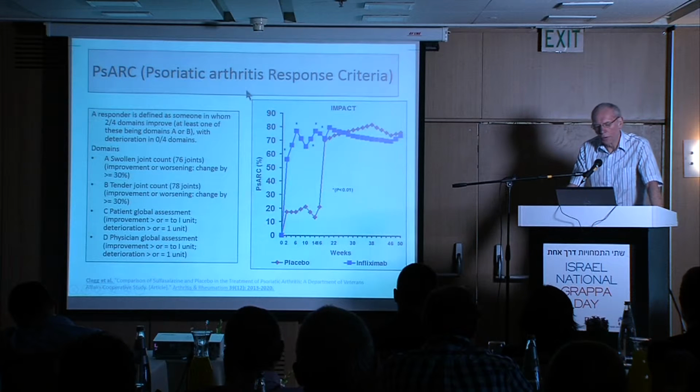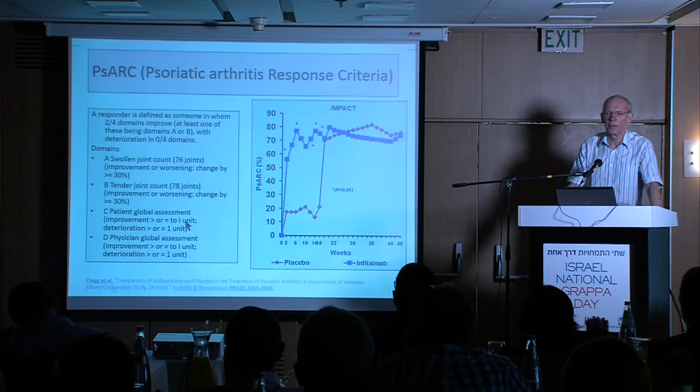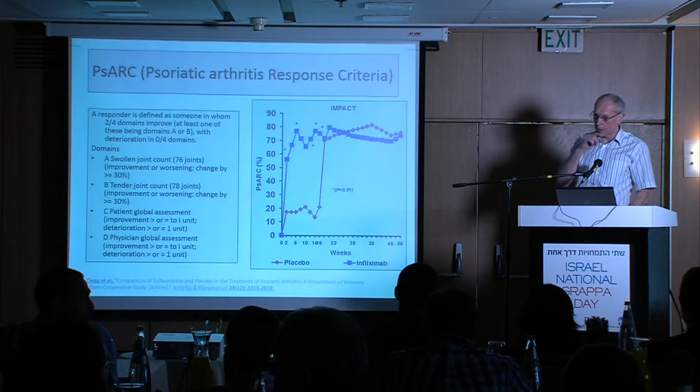This is also true for what's called the psoriatic arthritis response criteria, which are basically an ACR criteria with a 30% response. What I showed you in the previous slide was a 20% response.